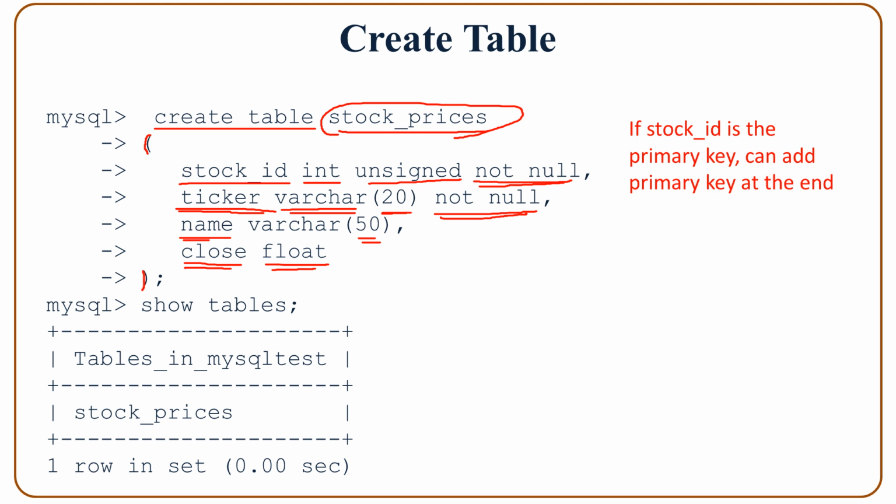And normally you will specify a primary key, and if you want to specify stock ID as the primary key, then right here, after not null, you say primary key, right? In this example I don't, because later on I will want to edit this table and change this column to have a primary key.